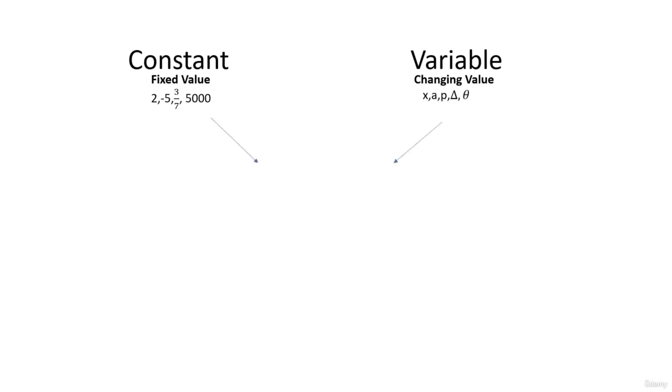So whenever we are writing any data in maths, we will come across two types of information. Some constant information, meaning something that has a fixed value: 2 minus 5, 3 by 7, 5,000, 10,000, 1 lakh. All these are fixed, countable values, right? And the other type of information is variables, whose values are not fixed, for example changing values: x, a, p, delta, theta, symbols which we use to represent changing values. These are called variables. When you combine these two, constants and variables, into one, we form expressions.